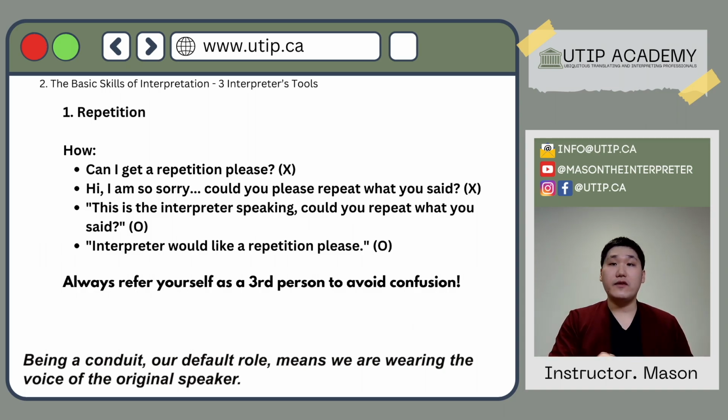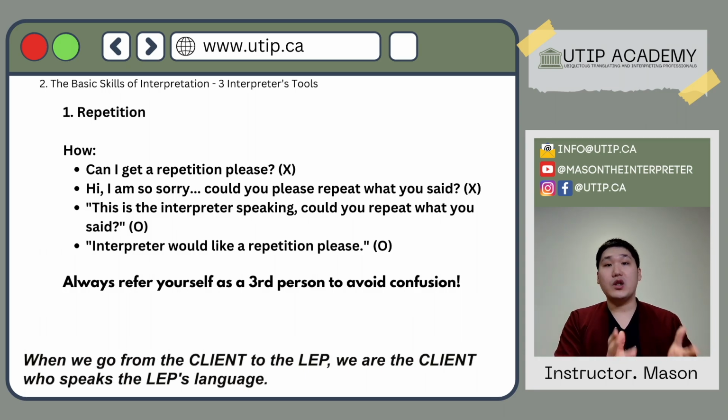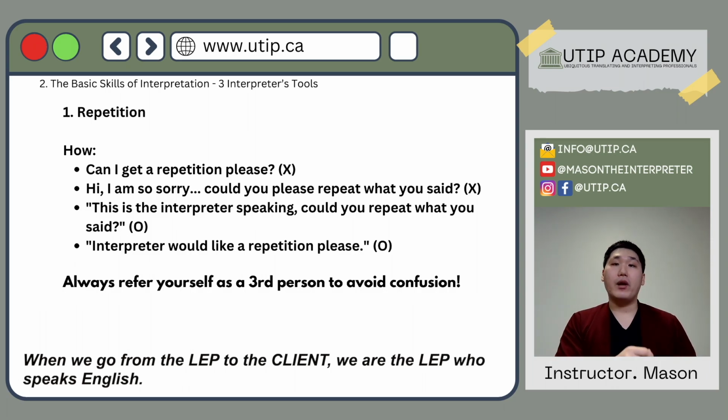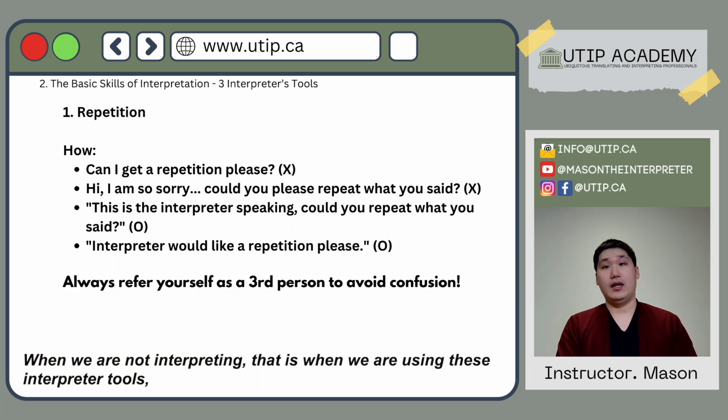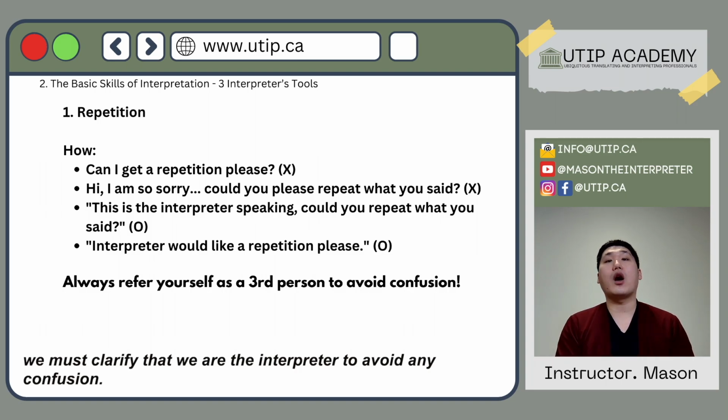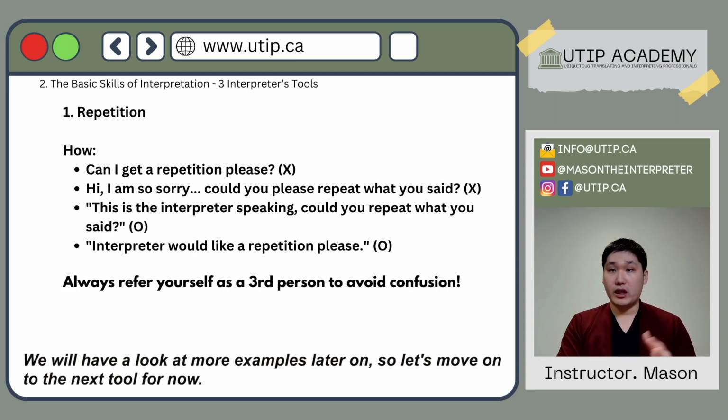Being a conduit, our default role means we are wearing the voice of the original speaker. When we go from the client to the LEP, we are the client who speaks the LEP's language. When we go from the LEP to the client, we are the LEP who speaks English. So we always keep things in the first person when we are interpreting. When we are not interpreting, that is when we are using these interpreters' tools, we must clarify that we are the interpreter to avoid any confusion. We will have a look at more examples later on, so let's move on to the next tool for now.